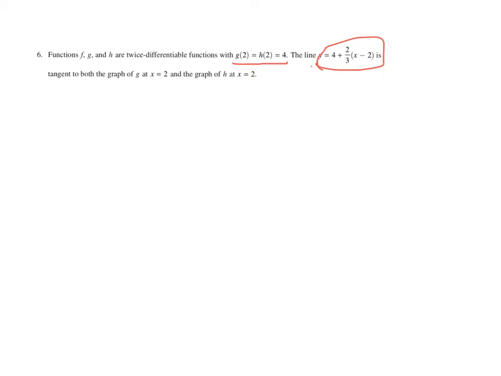The first thing you might need to notice is that this is almost written in point slope form. If you subtract the 4 from both sides, you get y minus 4 is equal to 2/3 times (x minus 2). That is the equation of a tangent line with slope of 2/3 and through the point (2, 4). So that's the first thing that they want you to notice on this.